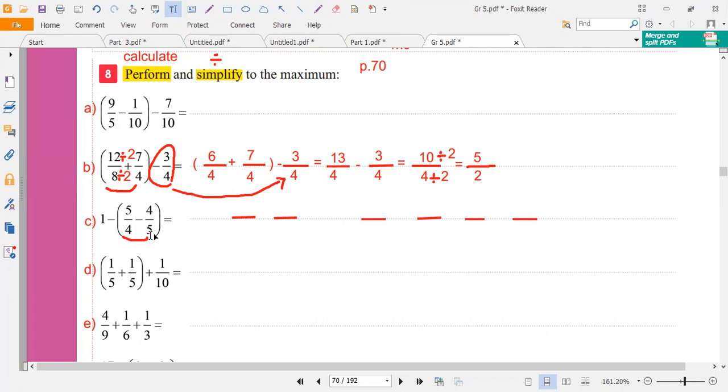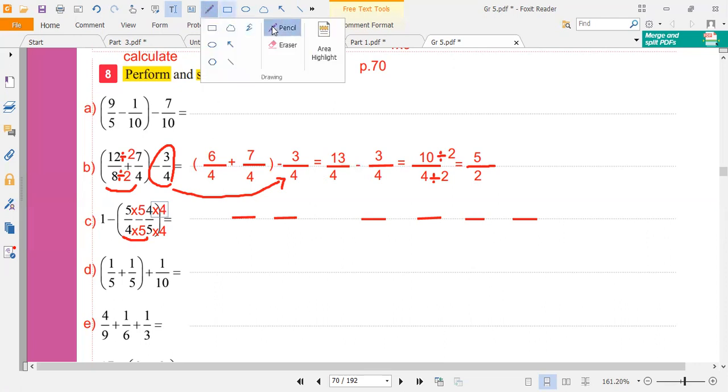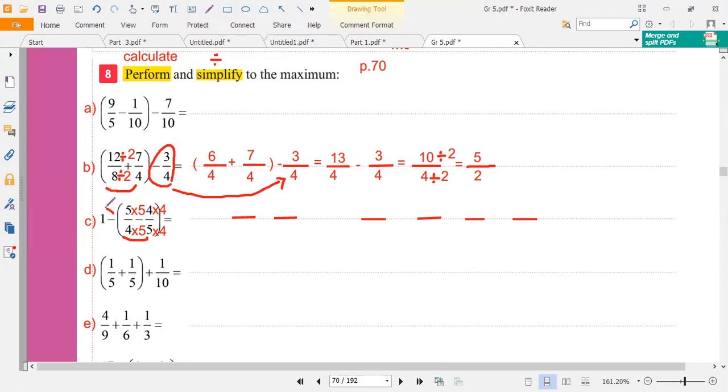But 4 and 5 are next to each other. So what we have to do, we multiply them by each other. So we multiply the first fraction by 5 and the second fraction by 4. And we have out of the parentheses 1 minus. So we write out of the parentheses 1 minus. So first we have to write 1 minus.